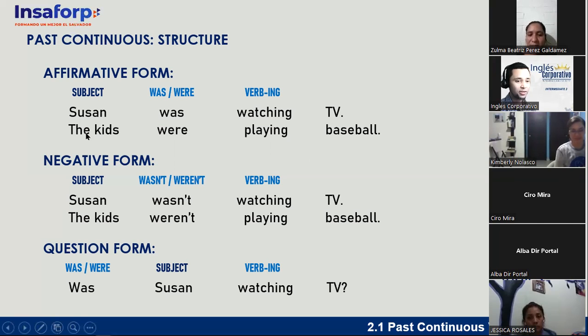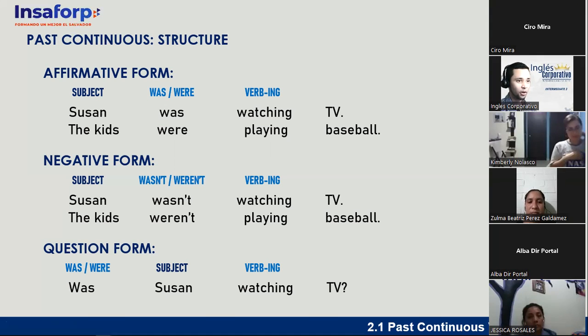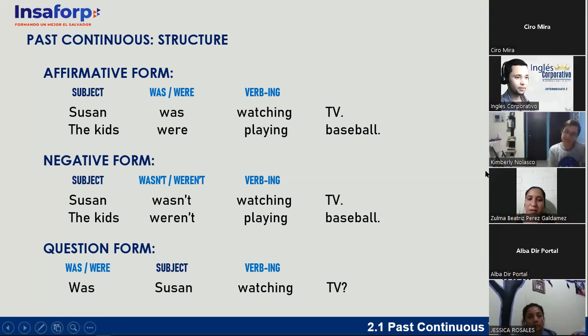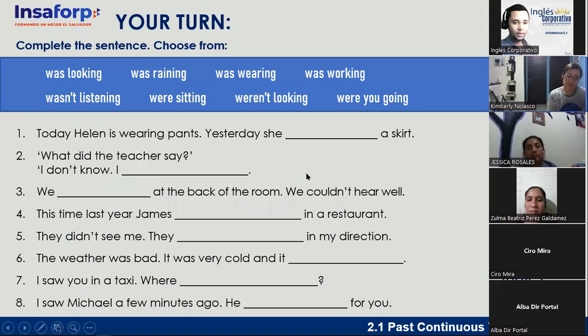And what about the second sentence? The kids were playing baseball. Volunteer, please. What is the question form? Ciro. We're going with Ciro. Were the kids playing baseball? That is correct. Very good. So, yeah, you see, it's not difficult. It's not difficult. And now, let's take a look at this.